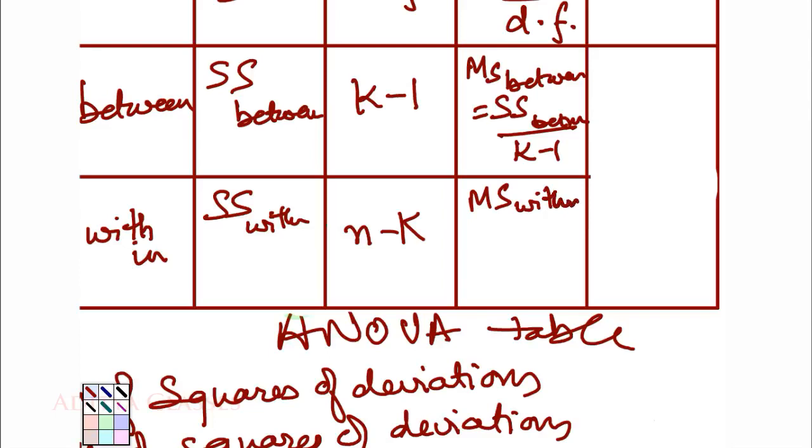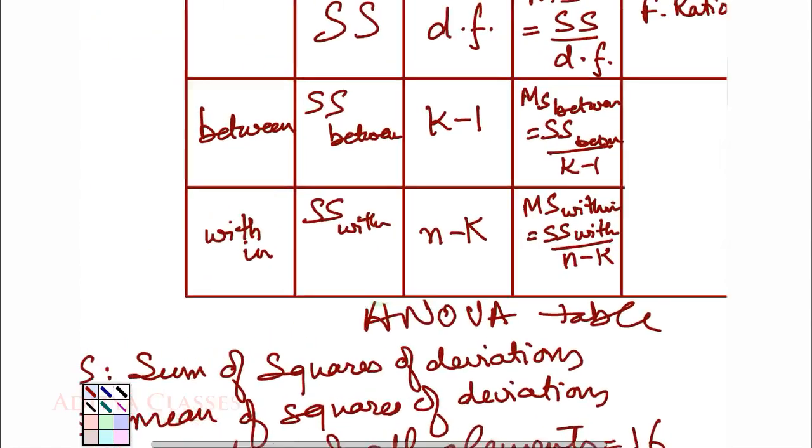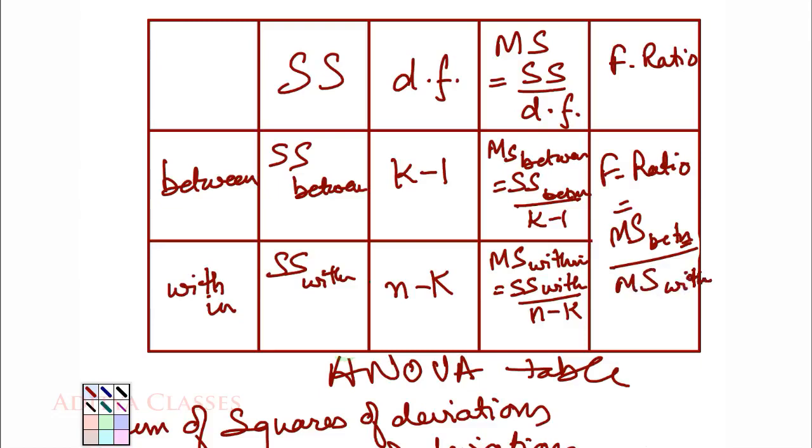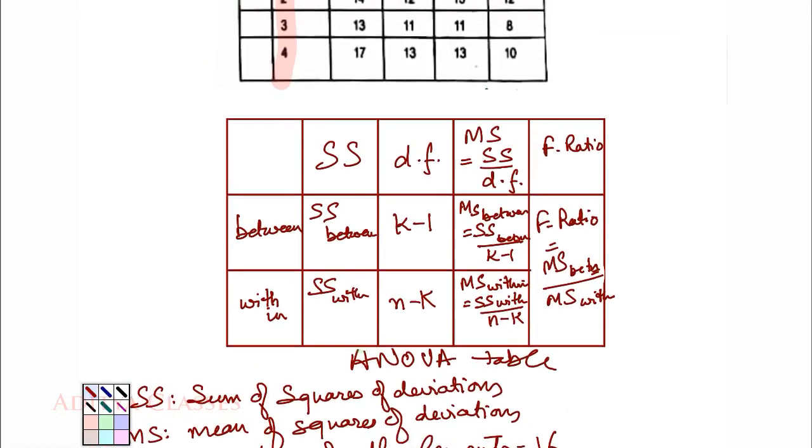And if we write over here, it will become MS within is equal to SS within upon n minus k. Okay, and then we have the F ratio. F ratio is MS between upon MS within. This is it. So this is how our ANOVA table will be set up.